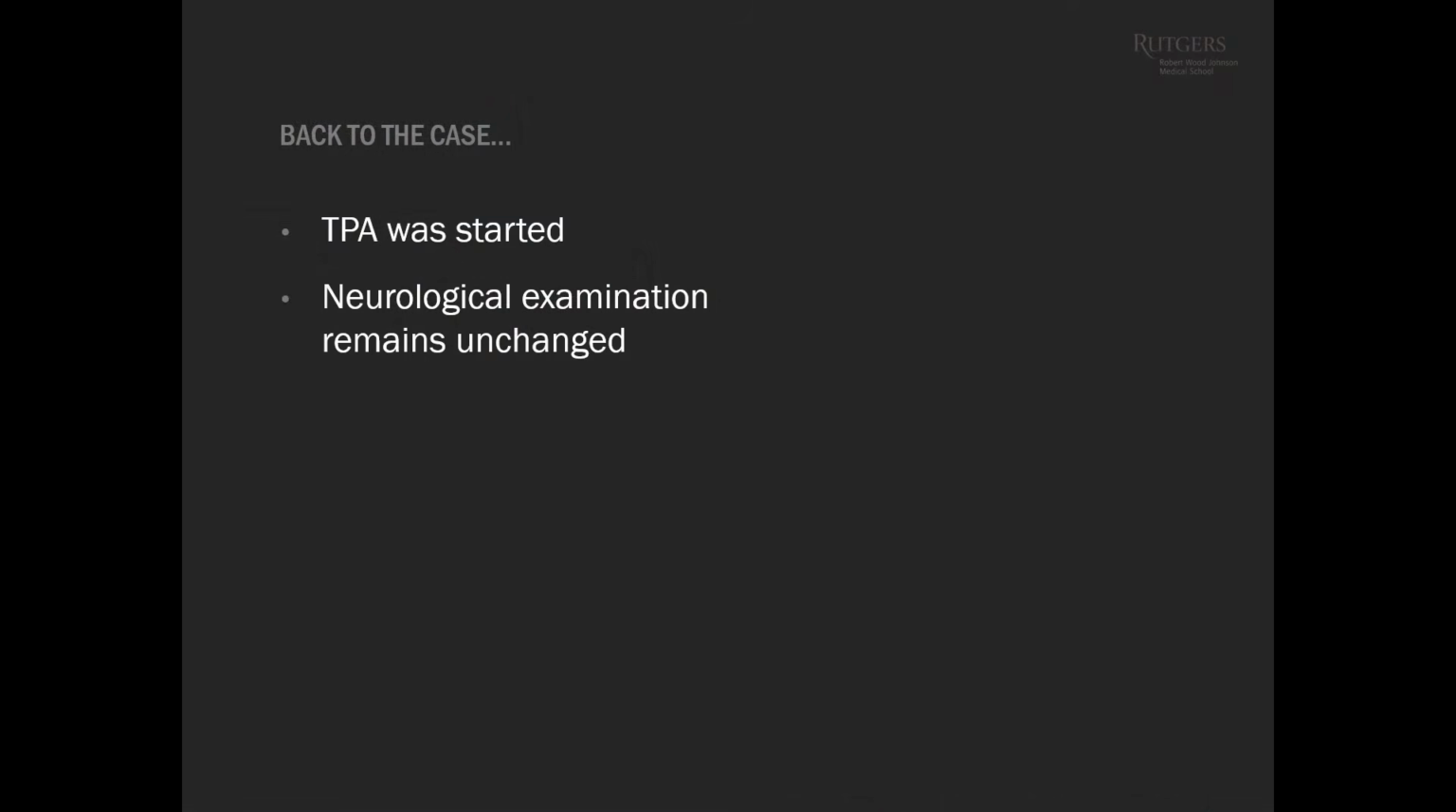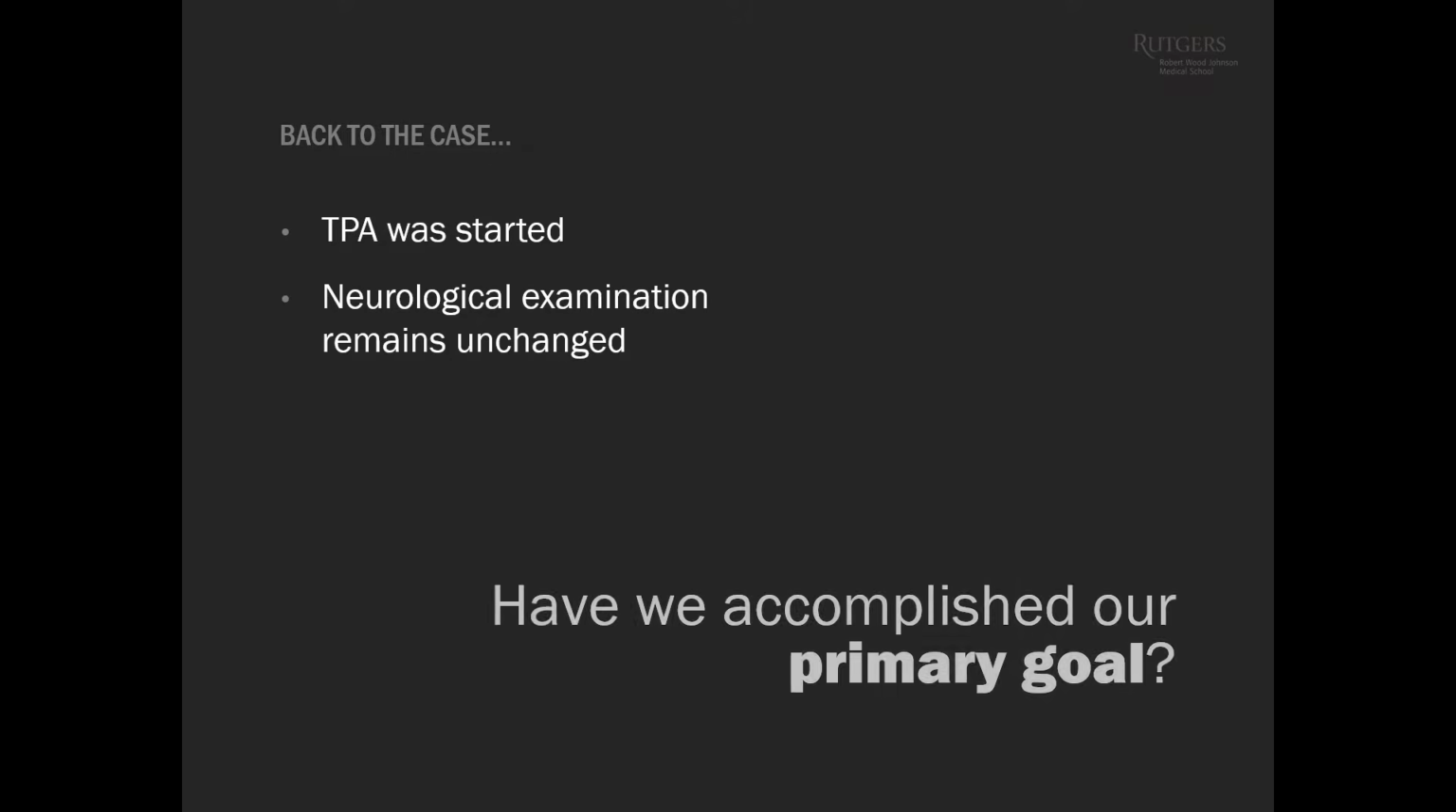So let's get back to our case. TPA was started, and neurological examination remains unchanged. So have we accomplished our primary goal? Well, obviously not. CTA told us there's an occlusion in the right MCA, and unfortunately TPA works about 1/3 of the time on a lesion like this. It's time to get a lot more aggressive.